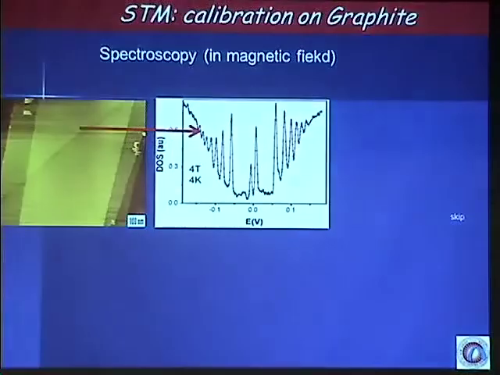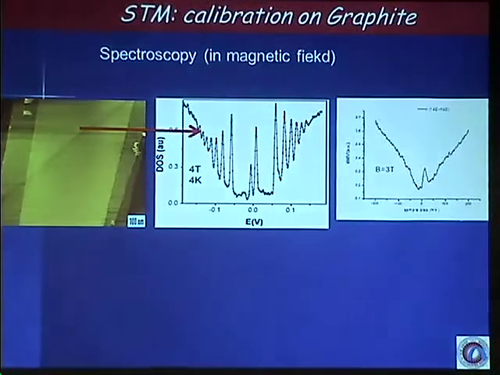Then we went to test our magnetic field, and we saw these huge peaks, instead of seeing something like this. So we knew that something was wrong, and we scratched our head. And then I remembered, this was in the summer of 2006.